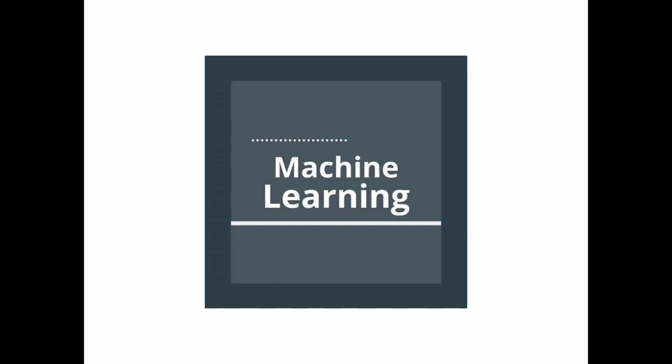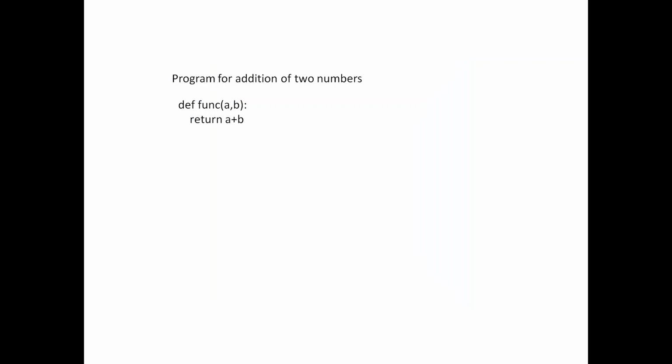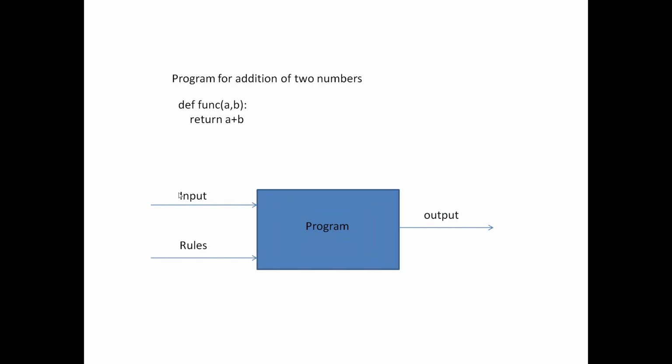So now let's try to understand how machine learning is different from traditional programming. Let's take an example: we have to add two numbers. How will we do this? We will provide some inputs and some rules based on the problem given, and with the help of this we will get the output.